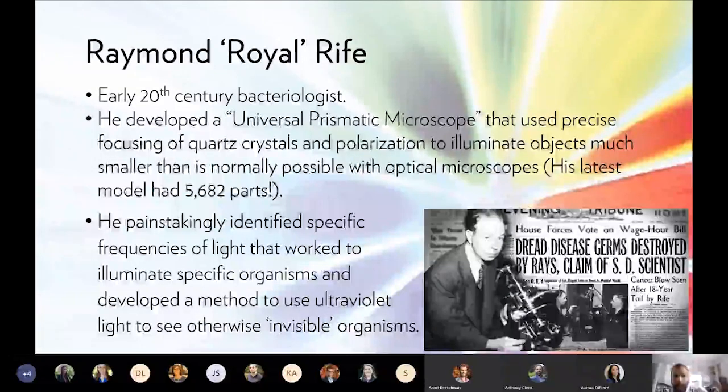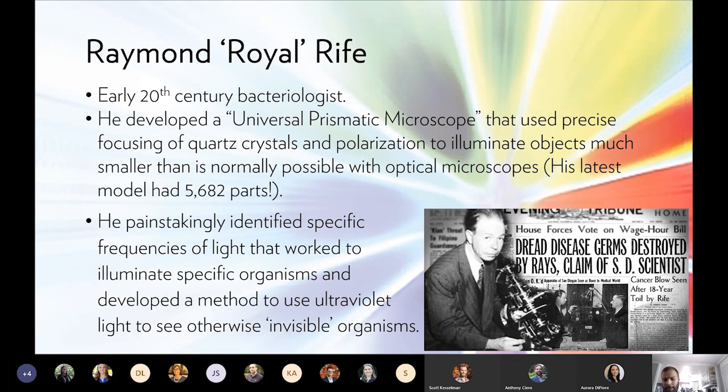There was this guy in the early 20th century called Raymond Rife. He was a bacteriologist. His big claim to fame was that he developed a universal prismatic microscope. What was special about this microscope is that he was able to magnify things similar to today's electron microscopes, but he didn't have to kill the samples that he was looking at to achieve that magnification. It was really, really hard to focus this microscope, and it was extraordinarily complicated, but it allowed him to look at living microorganisms, something that really can't even be done today.